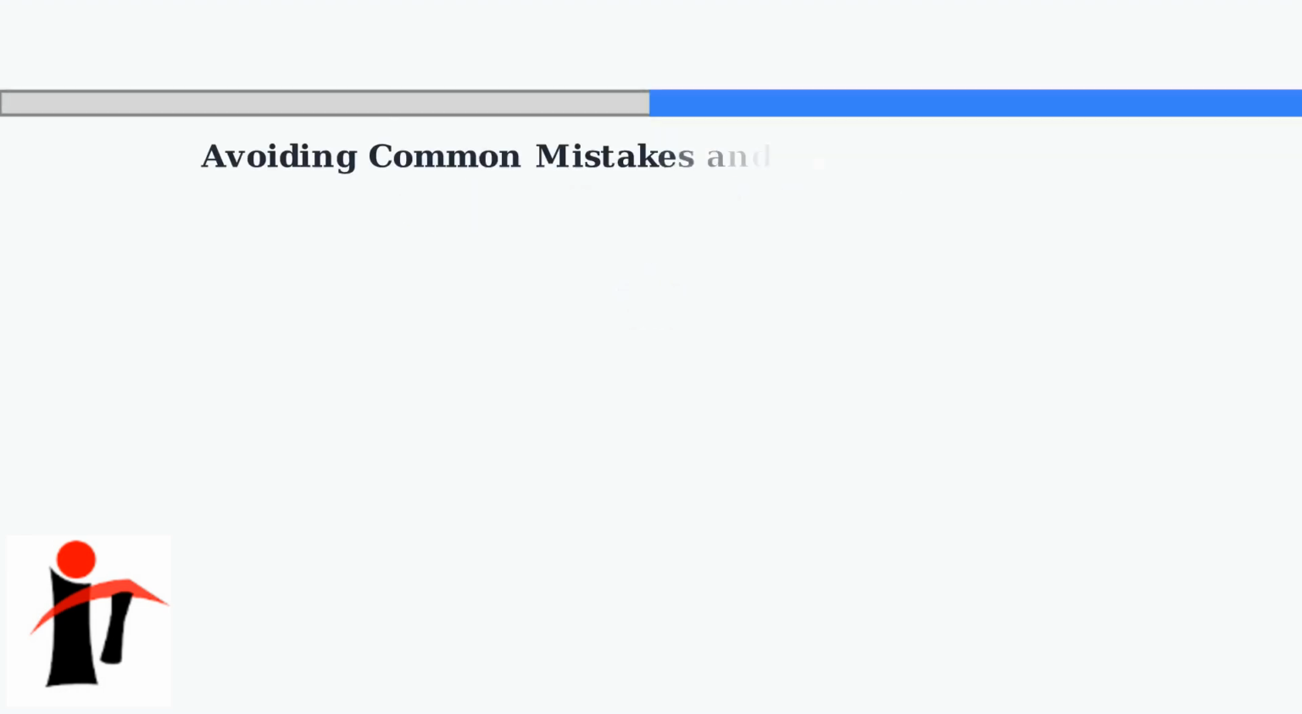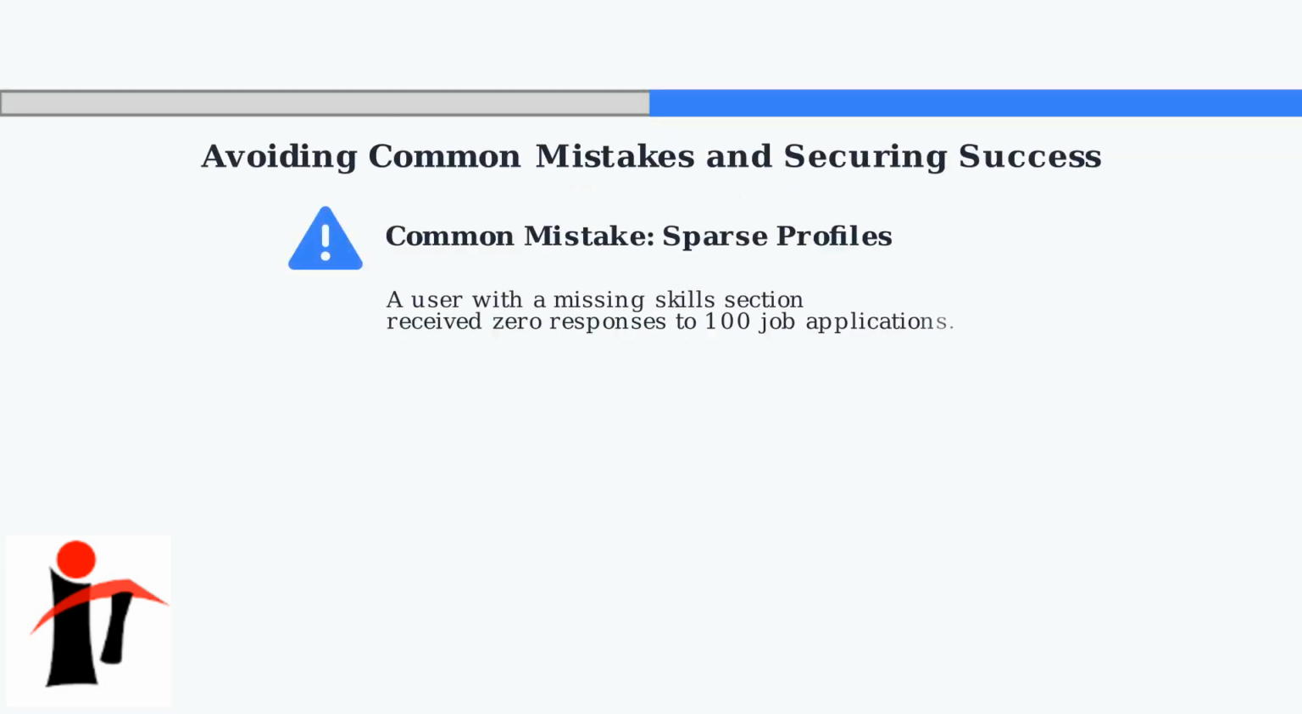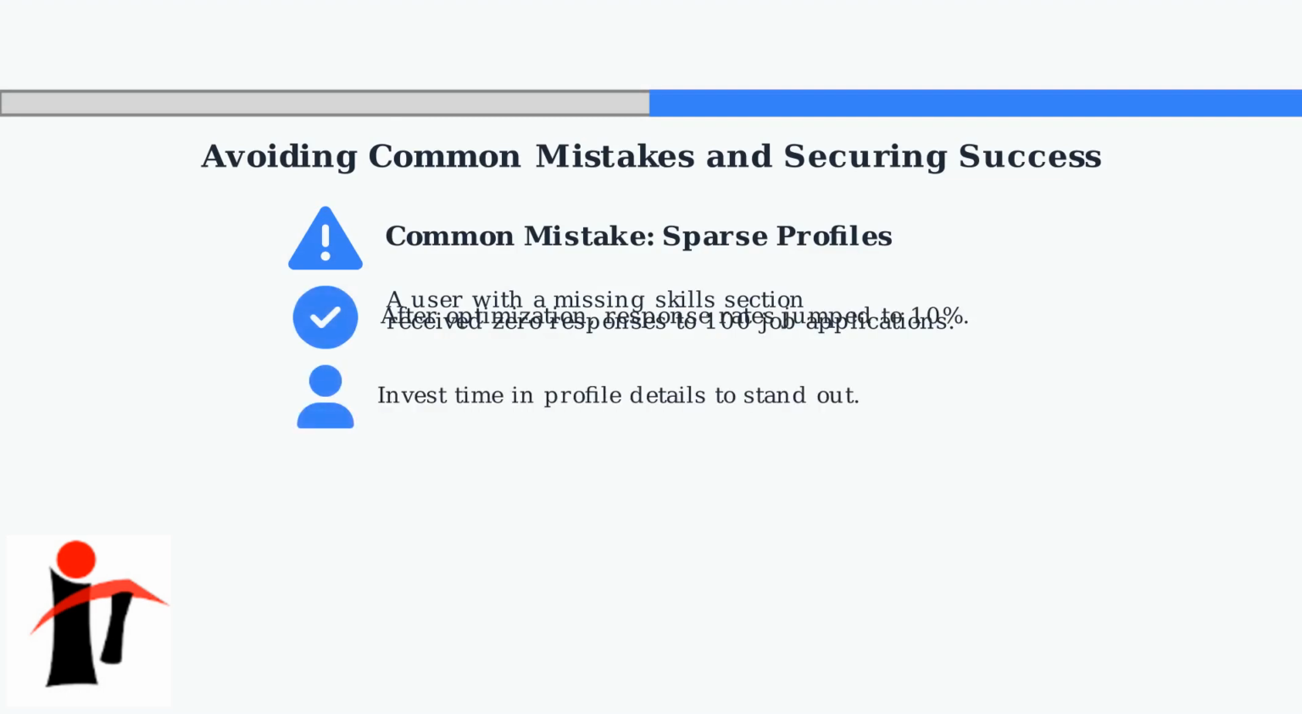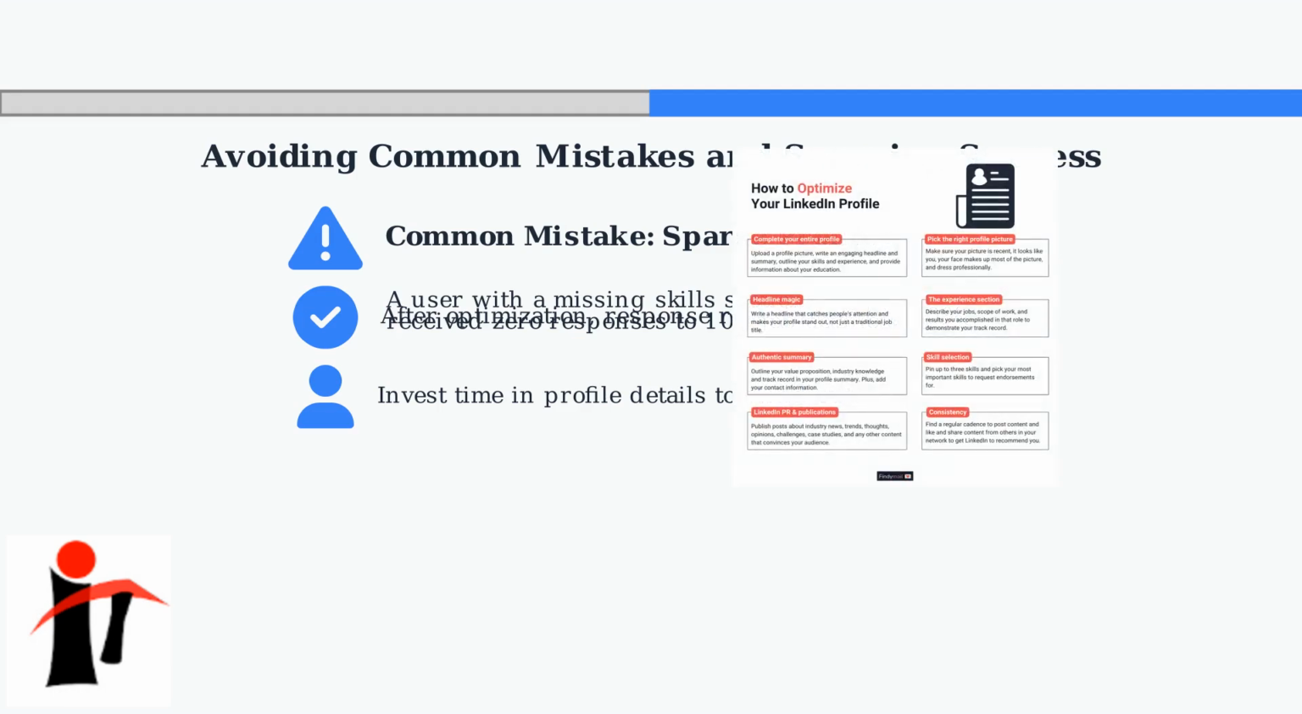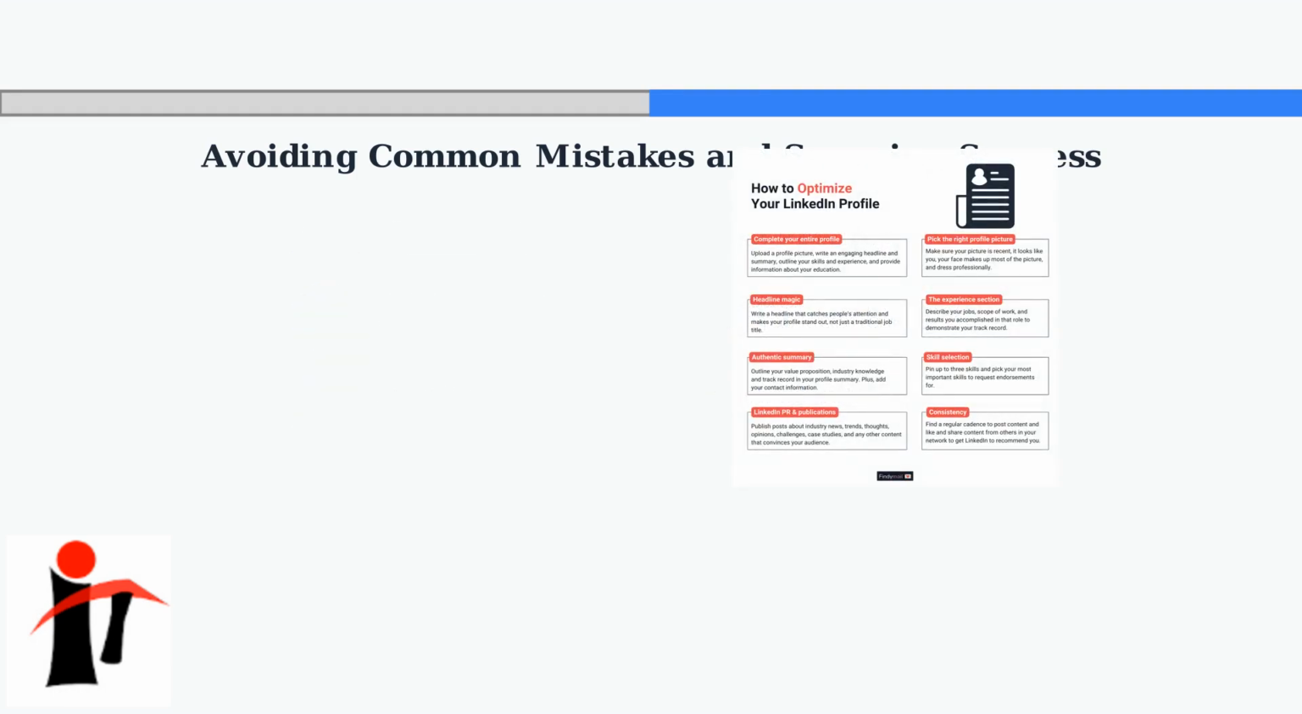A common mistake on ZipRecruiter is maintaining a sparse profile. For example, a user with a missing skills section received 0 responses to 100 job applications. After optimizing their profile with complete details, response rates jumped to 10%. To secure success, invest time in completing all profile sections. Here are optimization tips that can make a difference.